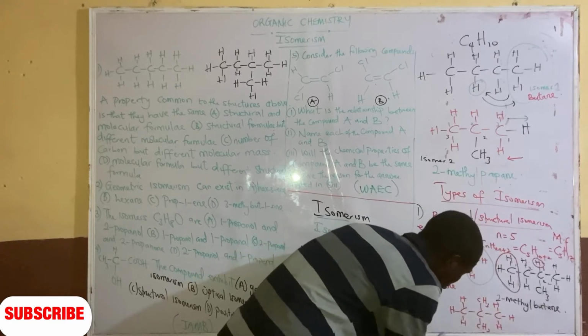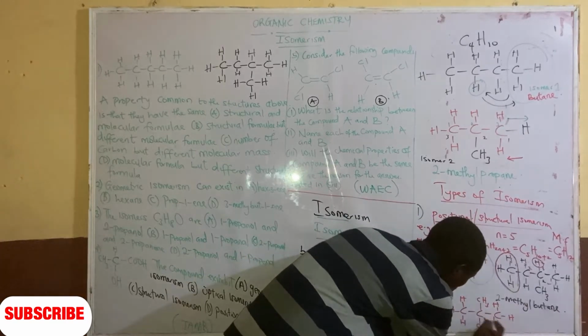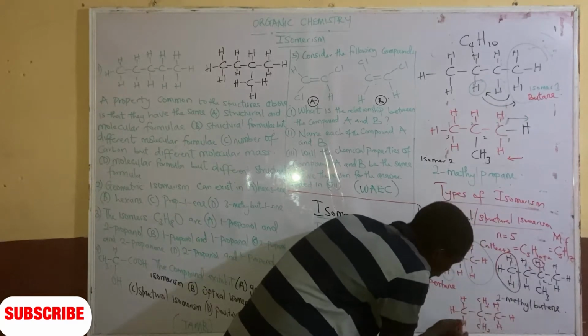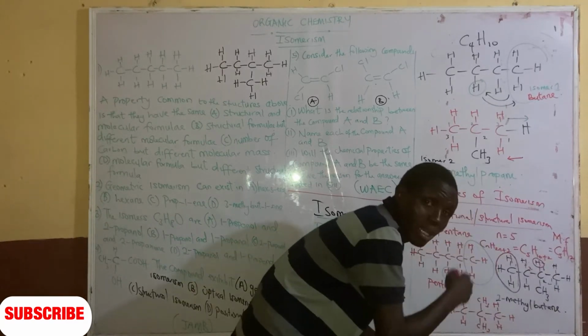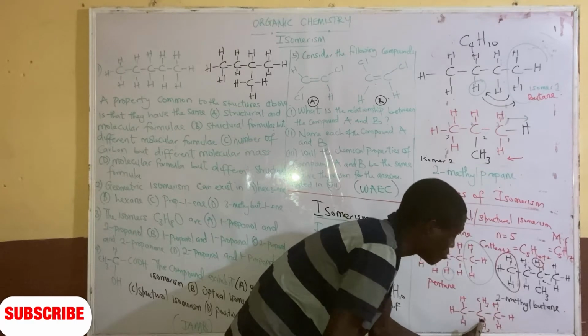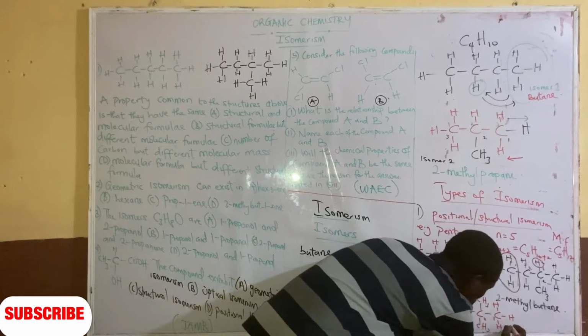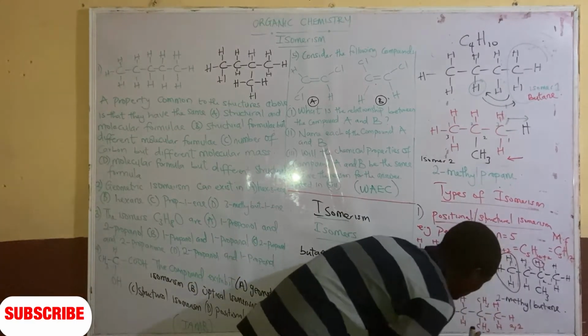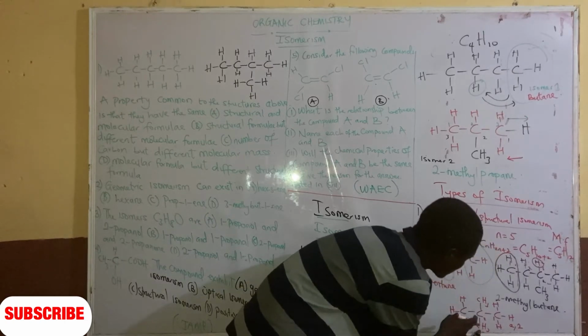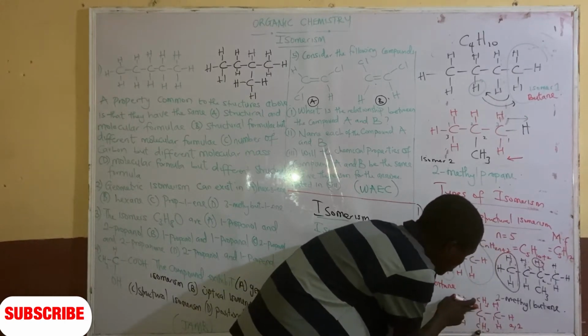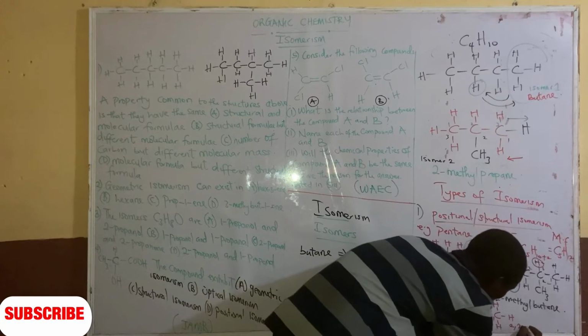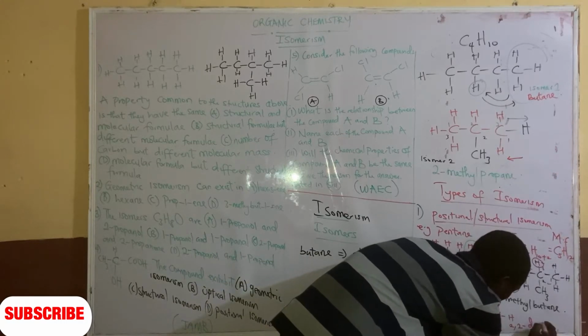So if I want to name this one, it will be 1, 2. Whichever the case, whether I number from the front or the back, my substituent is going to be on carbon 2. So it will be 2, 2, because the first substituent is number 2, the second substituent is also number 2. So 2,2-dimethyl.